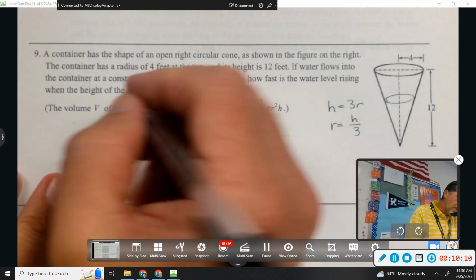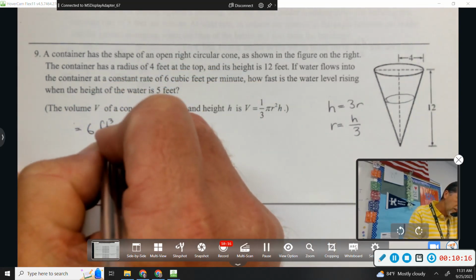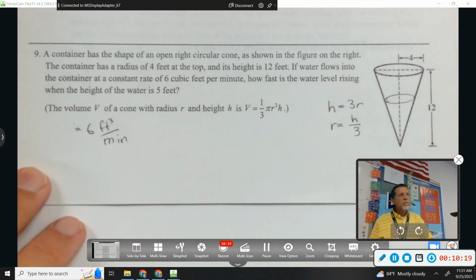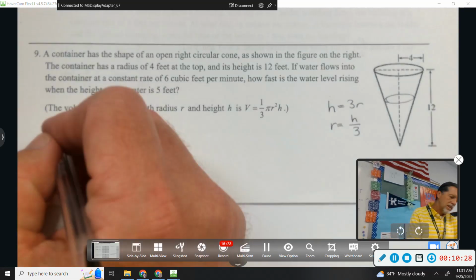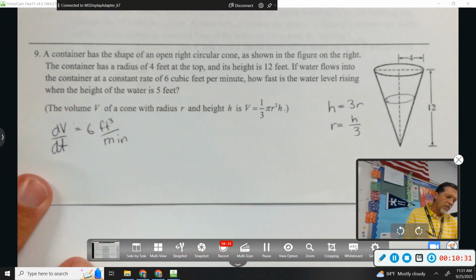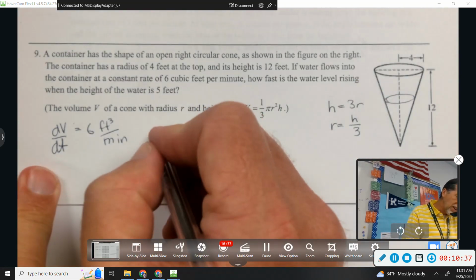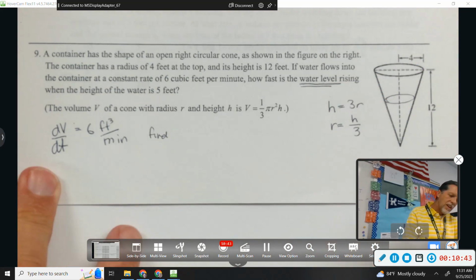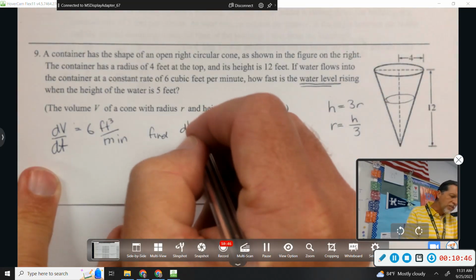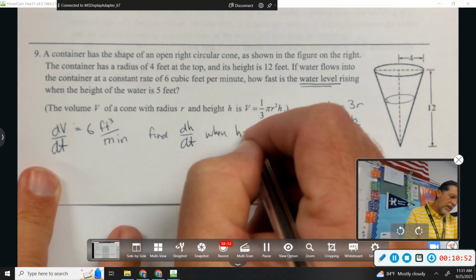Water flows into the container at a constant rate of 6 cubic feet per minute. So in terms of the variables in this problem, what is 6 feet cubed per minute? What's it telling me there? That's how the volume is changing, so that's dV dt. How fast is the water level rising? So what's it asking me to find? Yeah, be careful, not just the height, but how is it changing? So dh dt when h is 5.